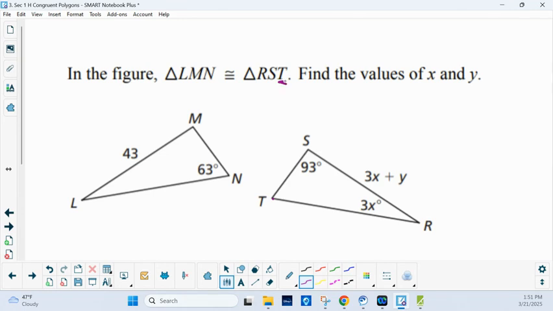Yeah, we got T and N at the end, so 63 degrees is the same on angle T, so we can put it there. So there's enough for us to create an equation. Let's add everything together, and what should it equal?